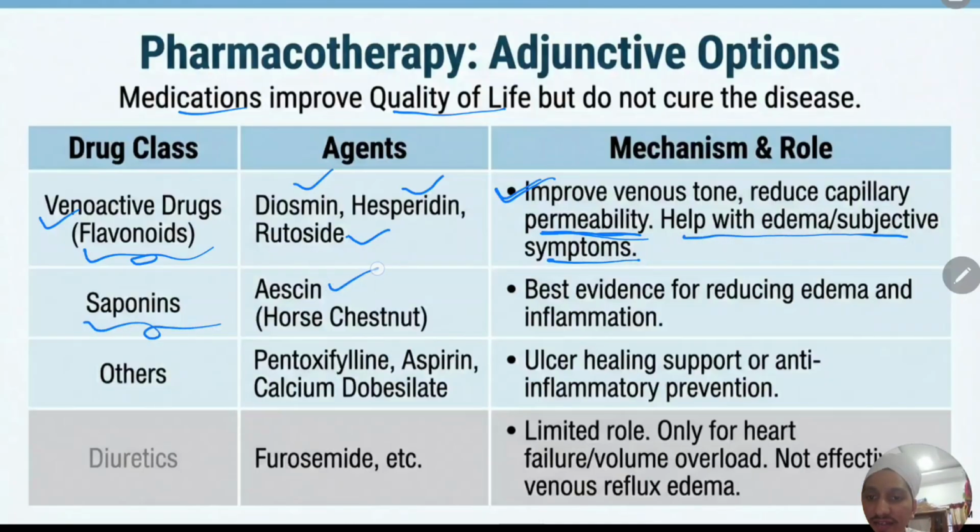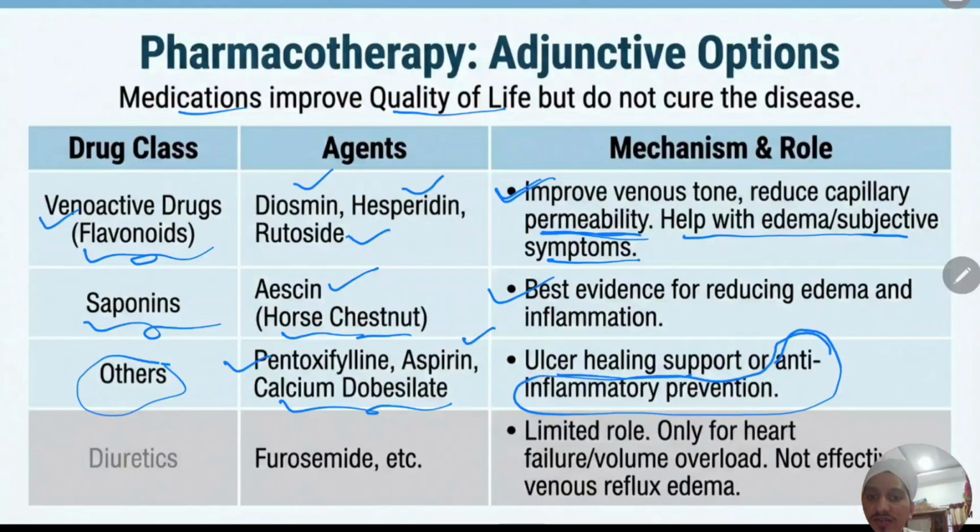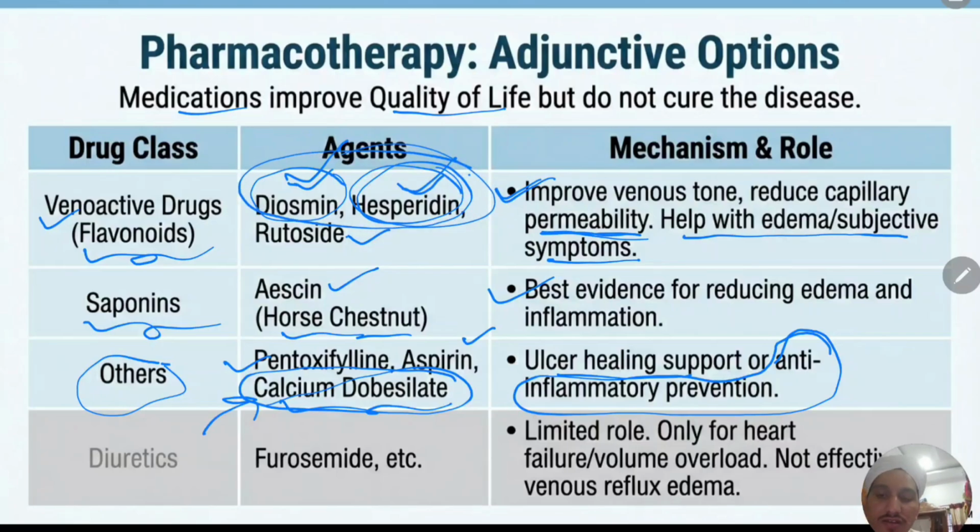Saponins, example aescin, horse chestnut. This has the best evidence for reducing the edema and inflammation. Others include pentoxifylline, aspirin, calcium dobesilate, for ulcer healing support or anti-inflammatory prevention. So these are anti-inflammatory. Diosmin, hesperidin, and calcium dobesilate are very commonly used. I also use this calcium dobesilate very much in varicose veins patients. But diosmin and hesperidin are the number one. So you should focus on diosmin and hesperidin more than calcium dobesilate, which is commonly used.